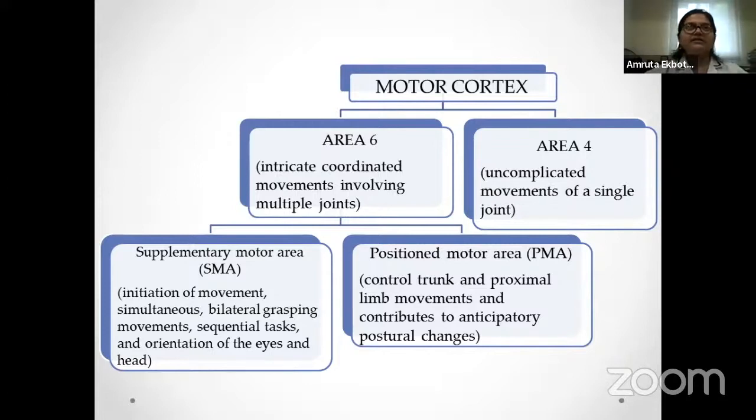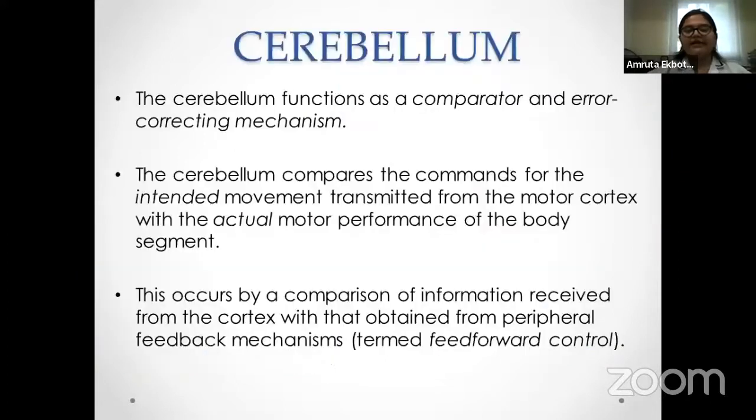Okay. The next area which is involved in smooth functioning of the motor cortex is your area 4, which will help in uncomplicated movements of a single joint. Then moving on to the next part, which is your cerebellum in the nervous system.